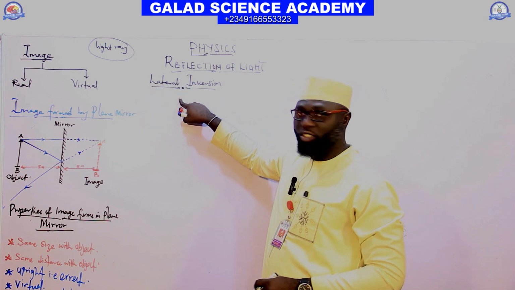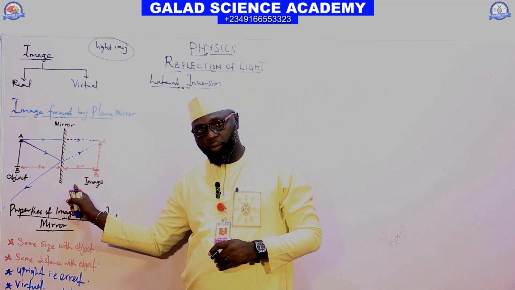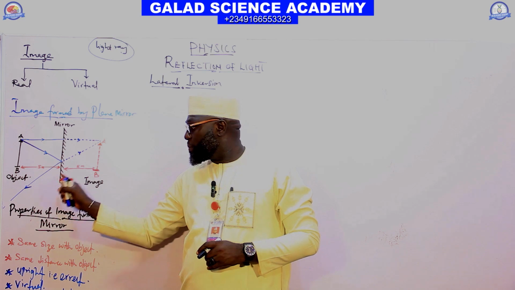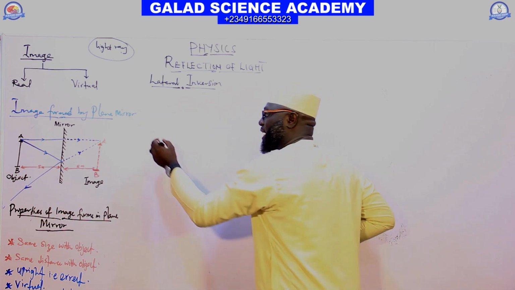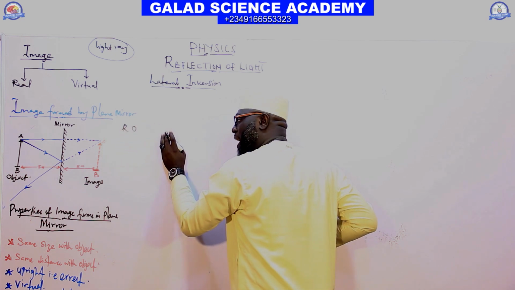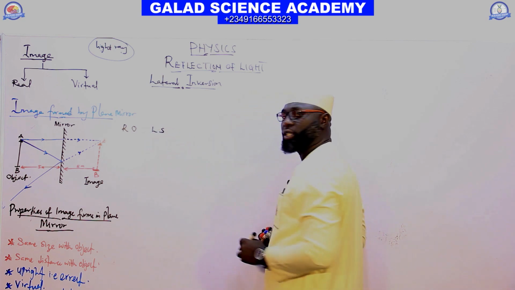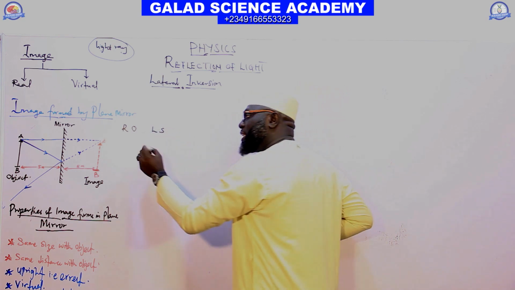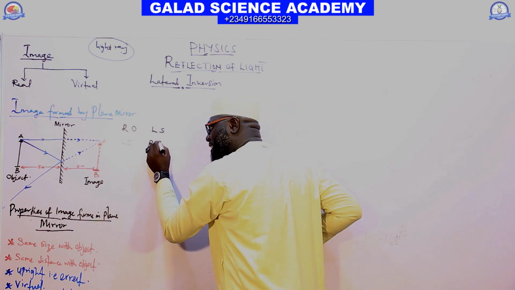In lateral inversion, for the image formed by a plane mirror, the right side of the object appears as the left side of the image, where the left side of the object appears as the right side.